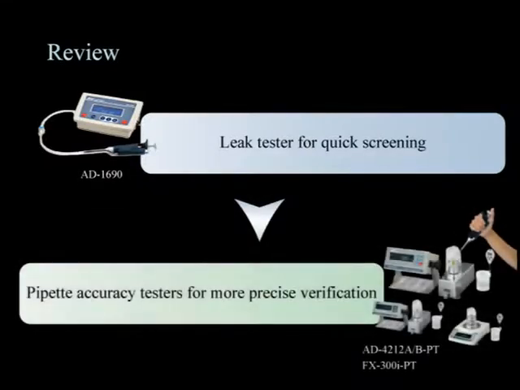Let's review A&D's Pipette Accuracy Management Solution. You can use the AD1690 leak tester to determine pipettes that clearly need repairing. This is especially helpful if you have a large number of pipettes. You can then more precisely verify the accuracies of the remaining pipettes using one of the pipette accuracy testers.